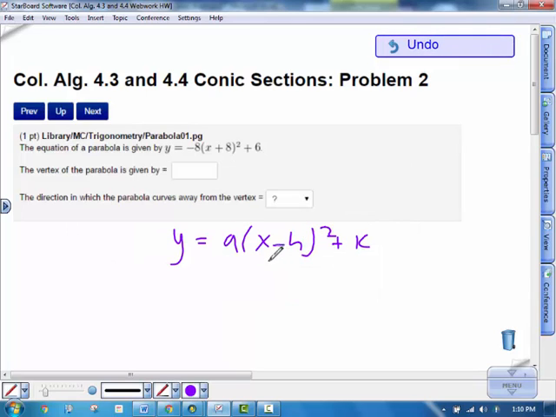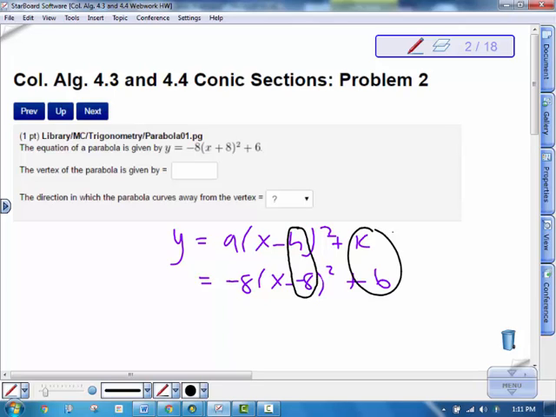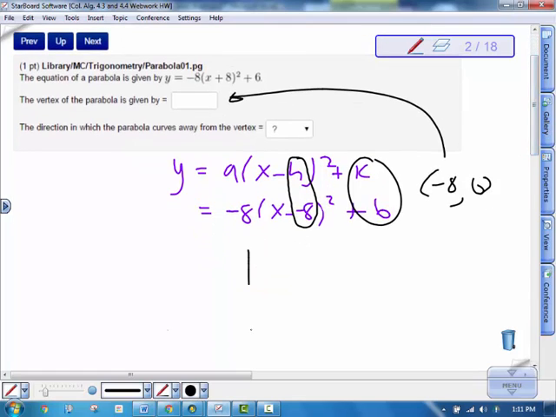if we compare, this is negative 8 times x plus 8 squared plus 6. So I'll make this minus negative 8 so that you can easily see that h must be negative 8 and k must be 6. So negative 8 comma 6 is the vertex. That goes right here. And then the direction that this goes, we know this opens down. So we know this thing goes through negative 8, 6, which is up here, and we know it opens down. So when it says the direction in which the parabola curves away from the vertex, it'll be down.